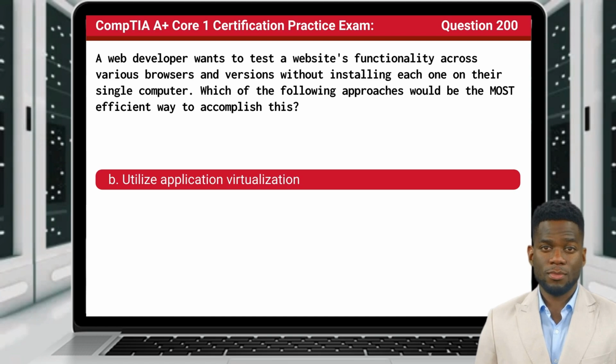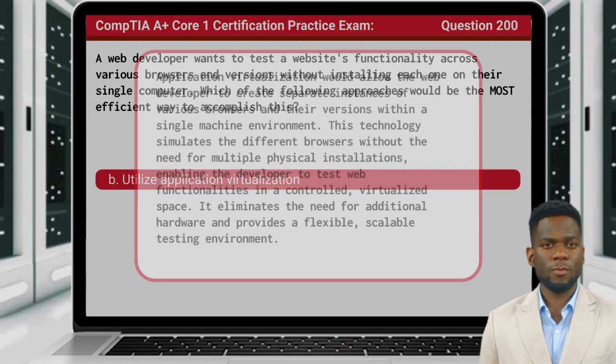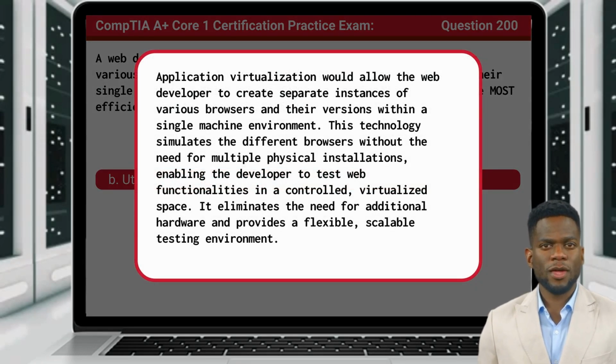The answer is B. Utilize application virtualization. Application virtualization would allow the web developer to create separate instances of various browsers and their versions within a single machine environment. This technology simulates the different browsers without the need for multiple physical installations, enabling the developer to test web functionalities in a controlled, virtualized space. It eliminates the need for additional hardware and provides a flexible, scalable testing environment.